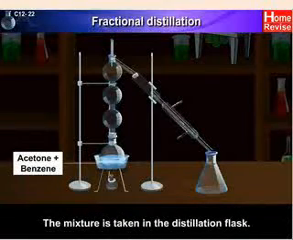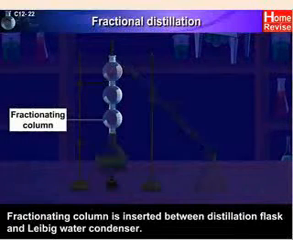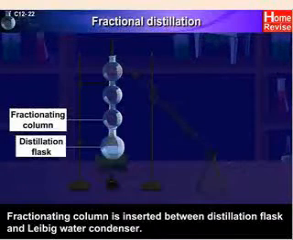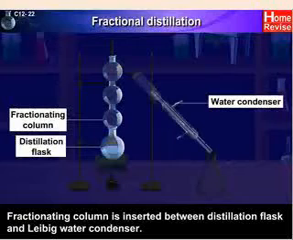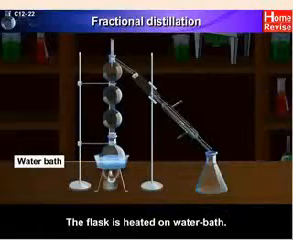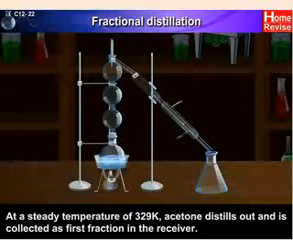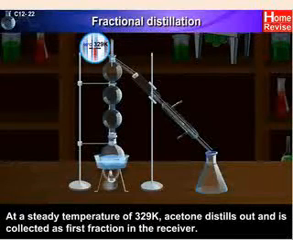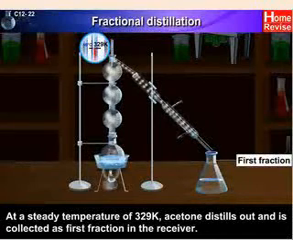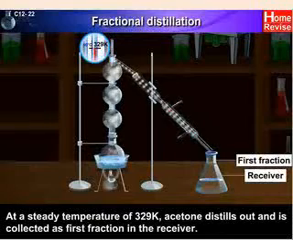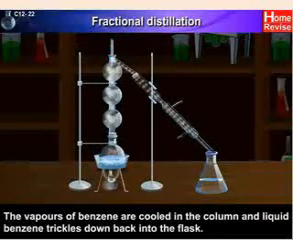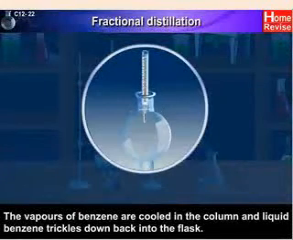The mixture is taken in the distillation flask. Fractionating column is inserted between the distillation flask and Liebig water condenser. The flask is heated on a water bath. At a steady temperature of 329 Kelvin, acetone distills out and is collected as the first fraction in the receiver. The vapors of benzene are cooled in the column, and liquid benzene trickles down back into the flask.